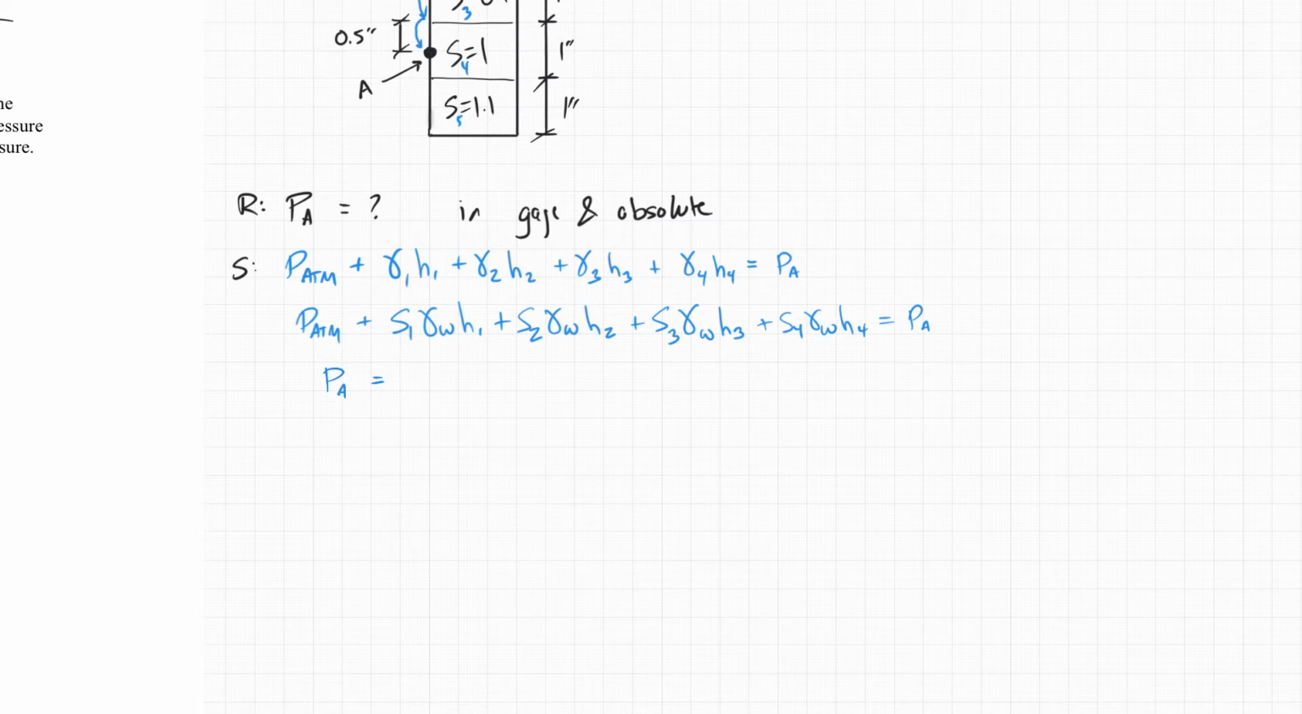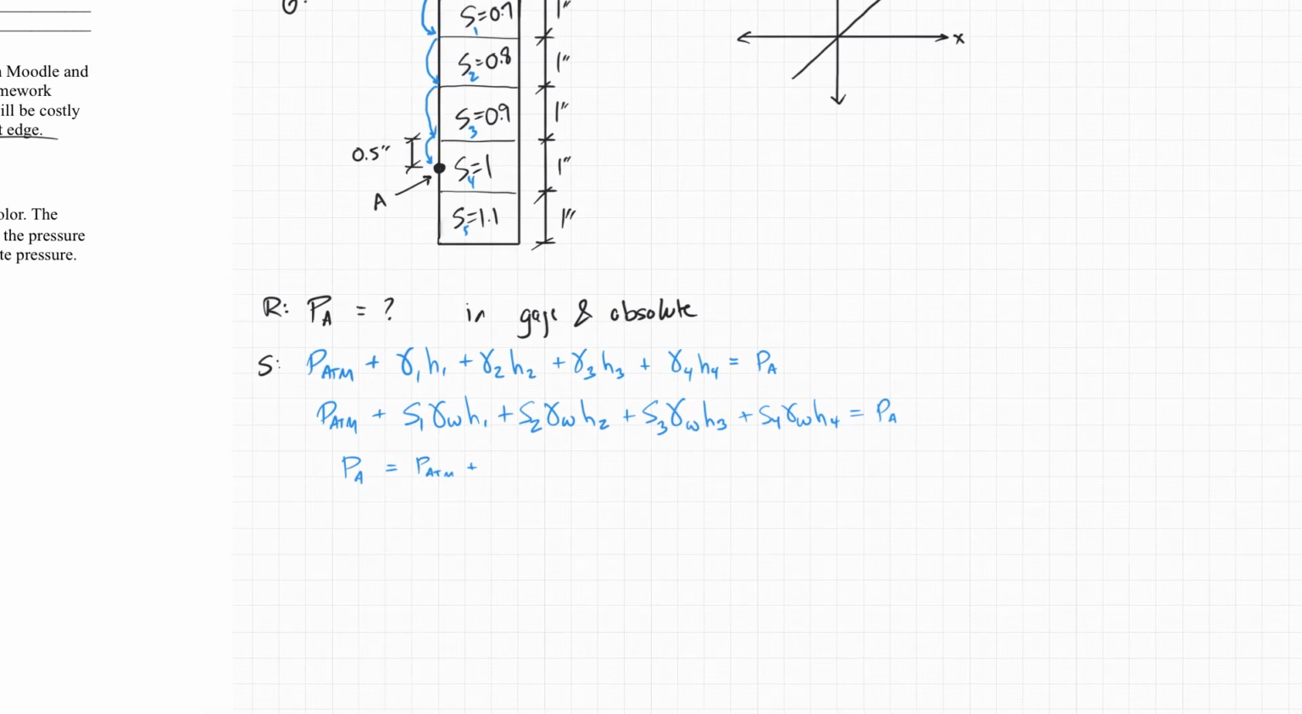So let's see here. We've got PATM plus, well, let's see here. S1 is 0.7. You know what I'm going to do? I'm going to pull that gamma water out, because all these terms have a gamma water in them, right? So the gamma of water is 62.4 pounds per cubic foot.